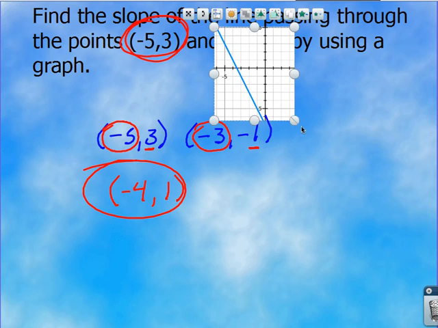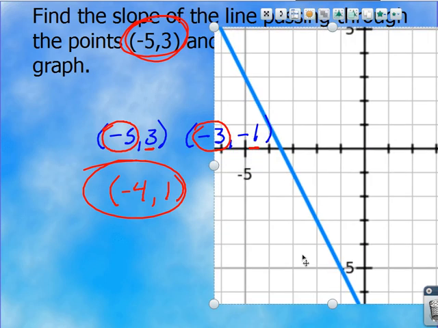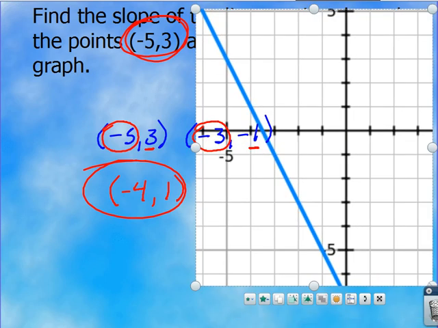Let's go back to our graph here. Points were -5, 3. There's -5, 3, and 3, -1. Or -3, -1, excuse me. And we think the midpoint is -4, 1. Does that look pretty close? You see that?